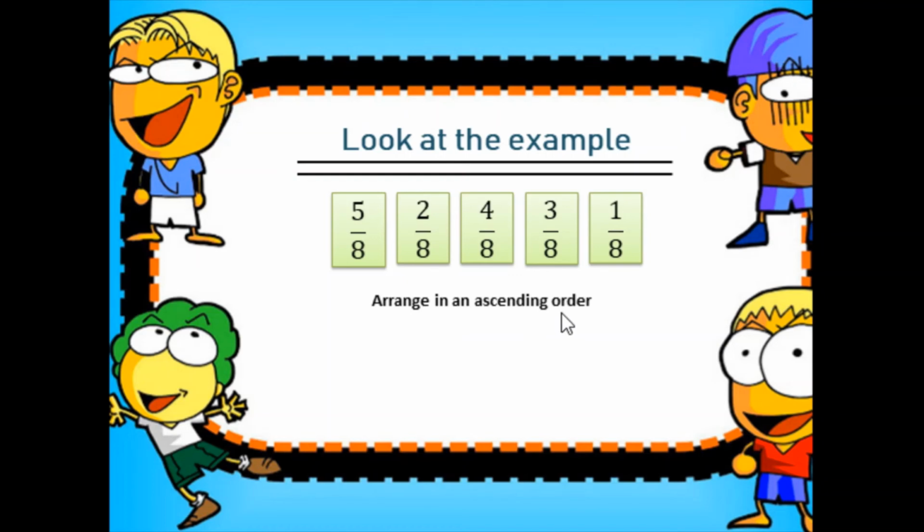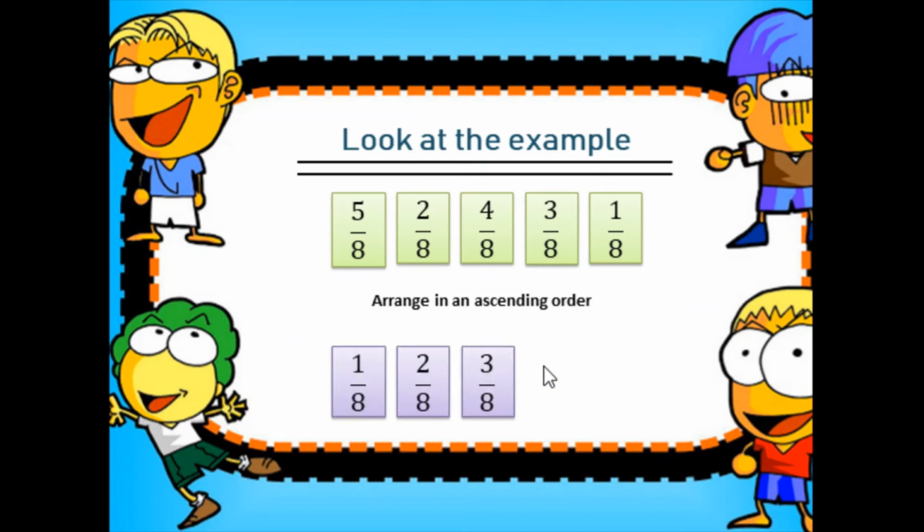Okay. These fractions are easy to arrange because their denominators are the same. That's if your fractions are like fractions. It's very, very easy. So what's the answer? 1 eighth, 2 eighths, 3 eighths, 4 eighths, and 5 eighths. This is ascending order. All the numbers are going up.